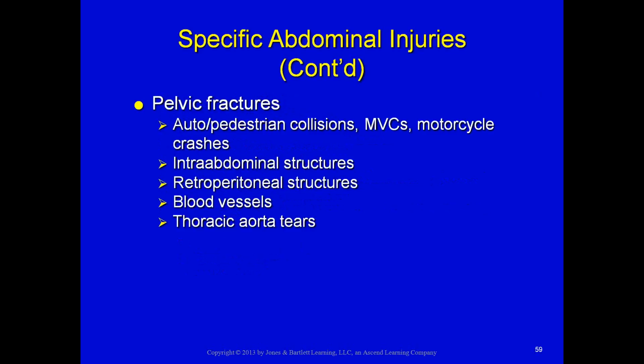Motorcycle crashes. You've got a lot of abdominal structures in the pelvis. You've got the retroperitoneal structures close by. Major blood vessels run through the pelvis. Thoracic aortic tears can be common, as well as abdominal aortic tears. So pelvic fractures can carry up to a 50% mortality just because of hemorrhage loss.